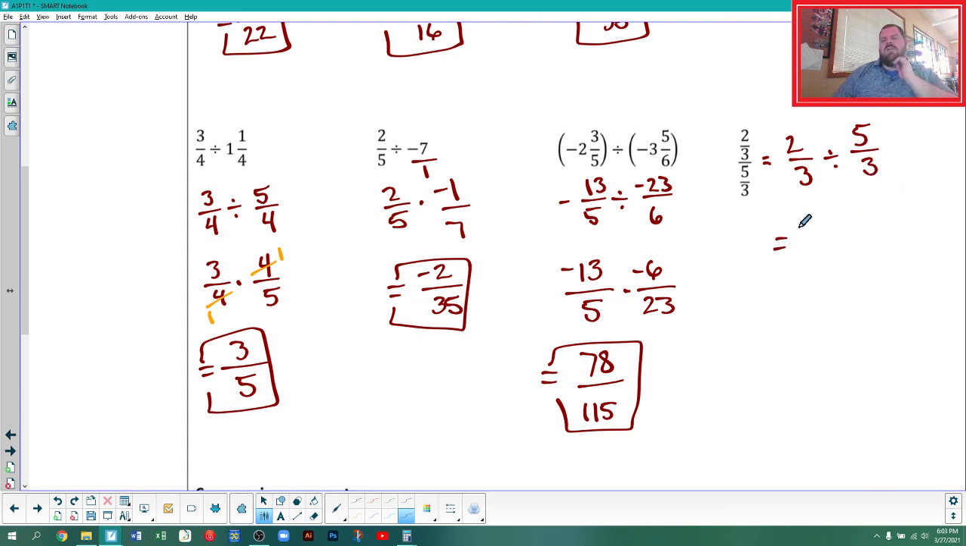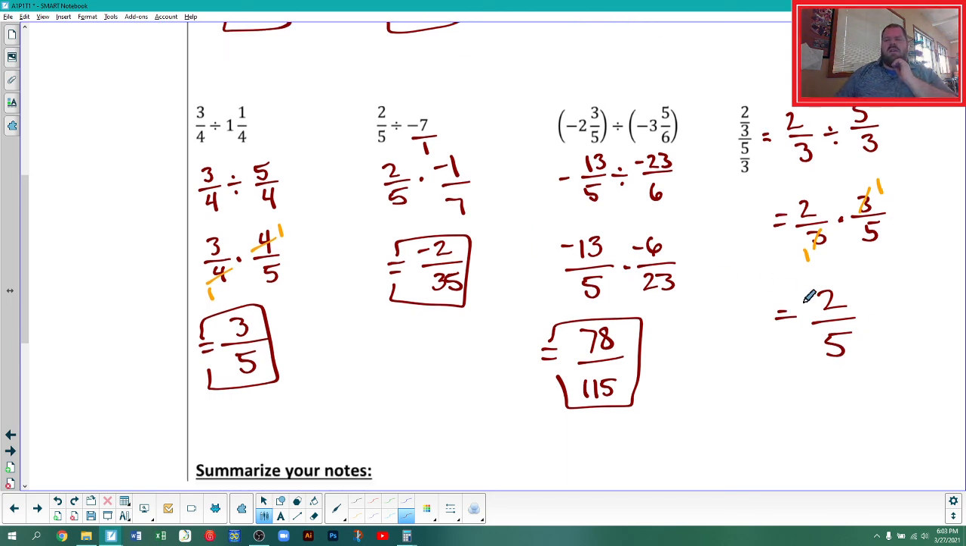Okay, then we keep, change, flip. You got some cross reducing. 3 turns into a 1. 3 turns into a 1. And so we have 2 times 1 is 2. 1 times 5 is 5. And that is it.